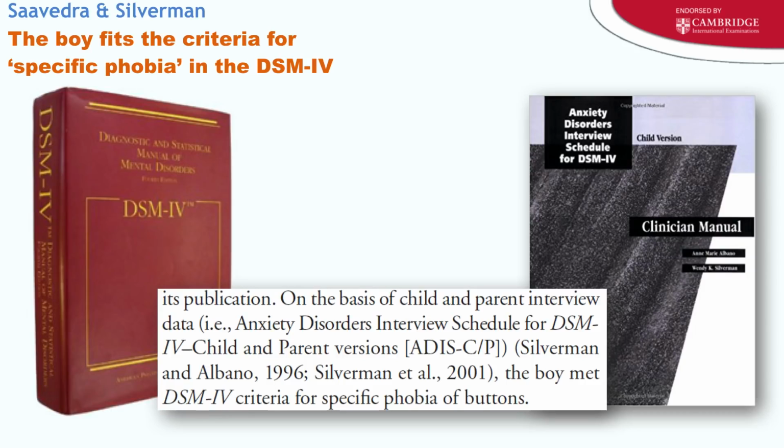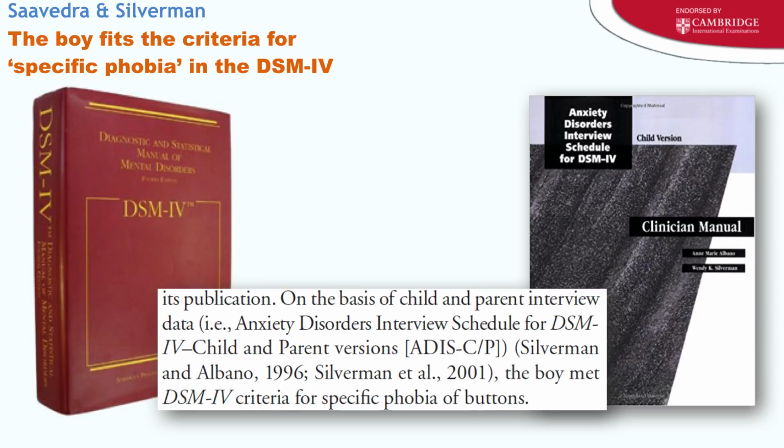This study was published in 2002, and at the time of the therapy and the publication, the DSM-IV was the main diagnostic manual for mental illnesses or disorders. Nowadays, we use the DSM-V, but again, this is from the past, so we're using the DSM-IV. The assessment tool that was used was called the Anxiety Disorders Interview Schedule for the DSM, Parent and Child version. So 2 separate assessments, one for the child, one for the parent. When it was satisfied that the child indeed did meet the criteria, then the therapy would start in earnest.